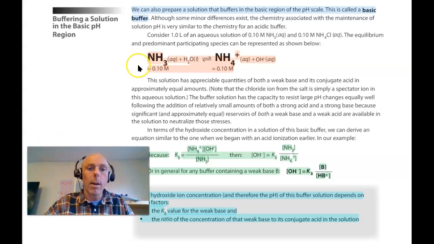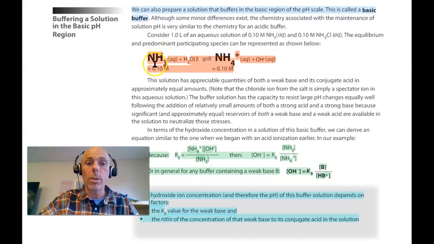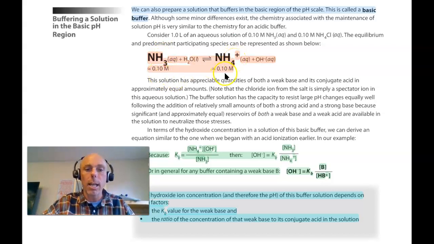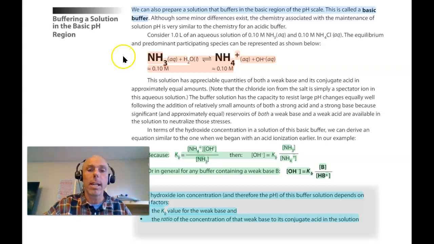We've got ammonia in equal concentration with its conjugate acid, ammonium. NH3 is the base, ammonium, NH4+, is the conjugate acid, and their concentrations are equal, so this works as a buffer system. The reason why this is a basic buffer, or its pH is greater than 7, is that NH3, ammonia, has a Kb that is greater than the Ka for ammonium.